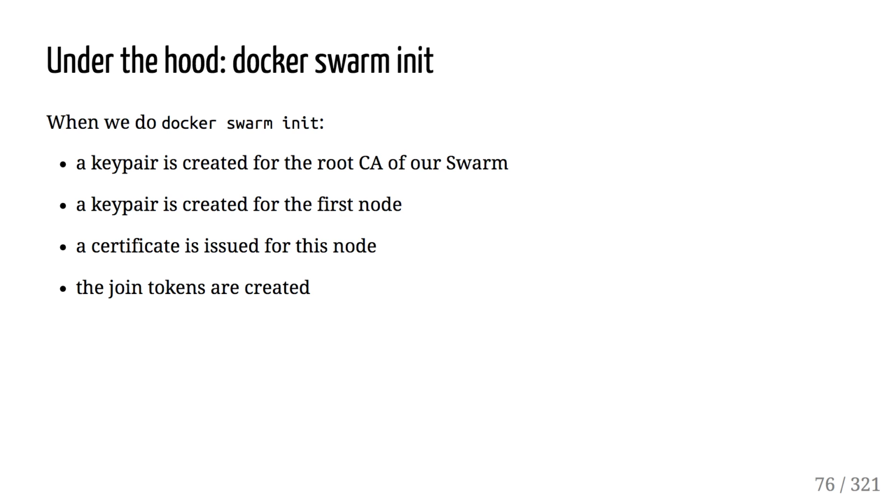What happens when we do Docker Swarm init, Docker Swarm join? Well, when we do Docker Swarm init, it creates a key pair and a CA for our swarm. So our swarm has a certificate authority, and then it creates a key pair for the first node of the cluster. It signs the key pair with the root CA, and it creates the root tokens, and it brings all the swarm code alive.